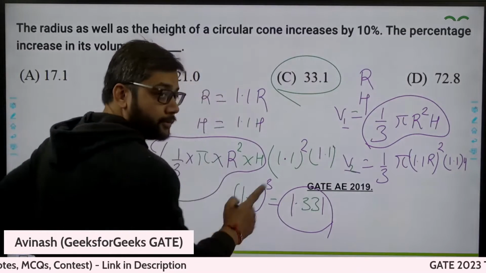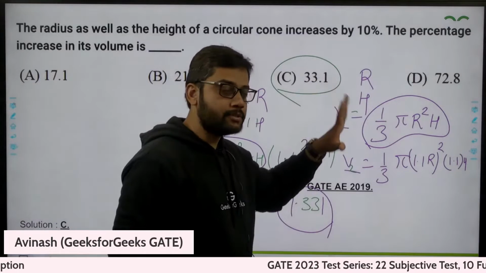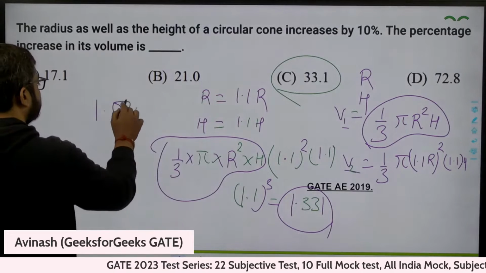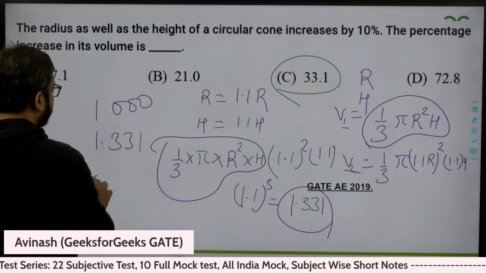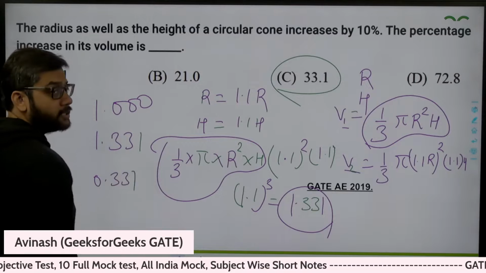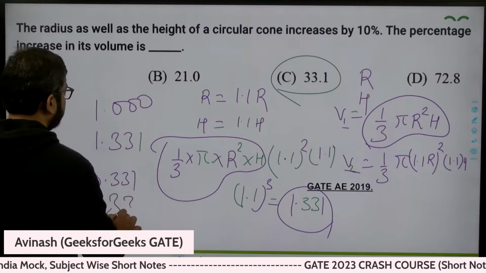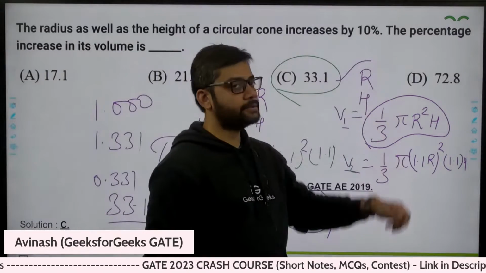33.1. If you have any doubt, initially it was 1.000. If you are still confused, initially the volume was 1, now the volume is 1.331, so 0.331 got increased. In format of percentage, multiply by 100, 33.1%. This is the answer.